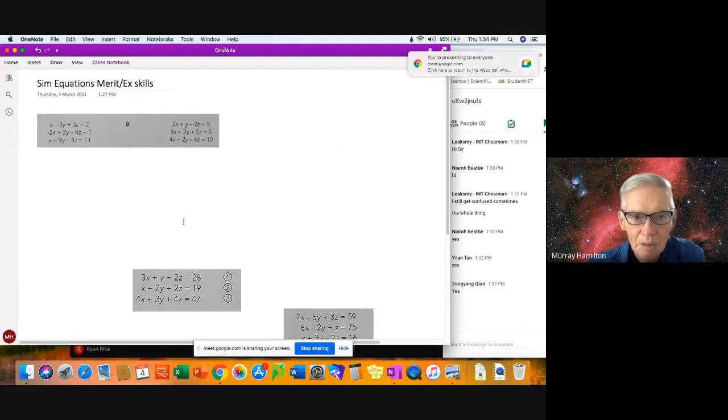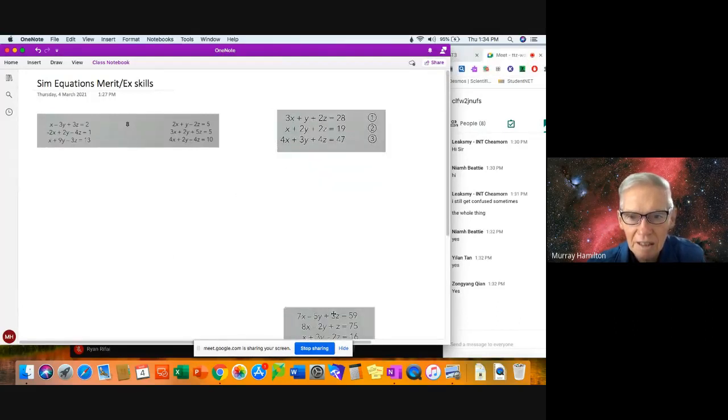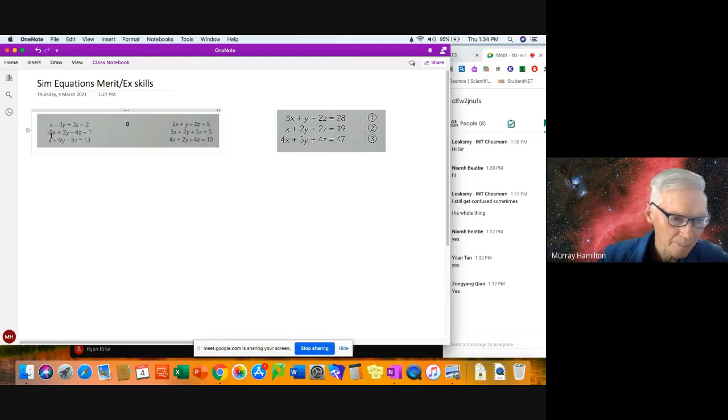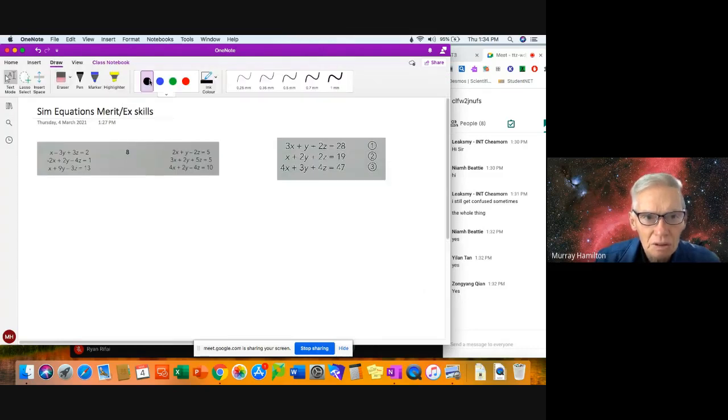Okay, so we're going to have a look at what these questions actually look like. These are the merit and excellence type questions. We're going to start off with the first one on the left here. I'll just get connected up and we'll go through the process we normally do. These are the merit type questions that you're going to have.